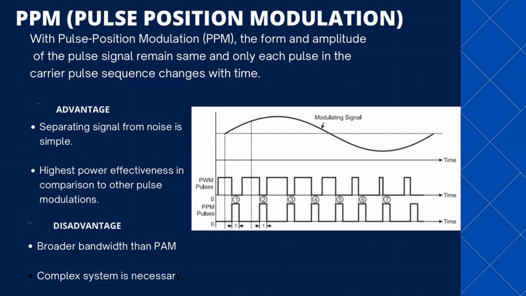So the advantage is separating signal from noise is simple. Highest power effectiveness in comparison to other pulse modulation. For disadvantage, the first one is a broader bandwidth than PAM. And if we want to use PPM, a complex system is necessary.